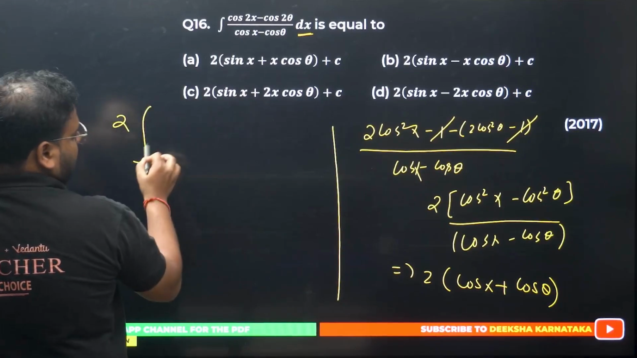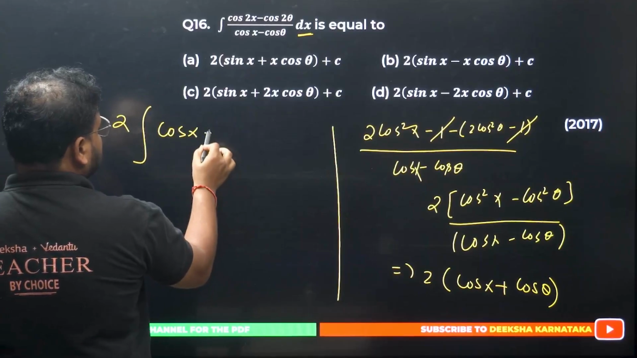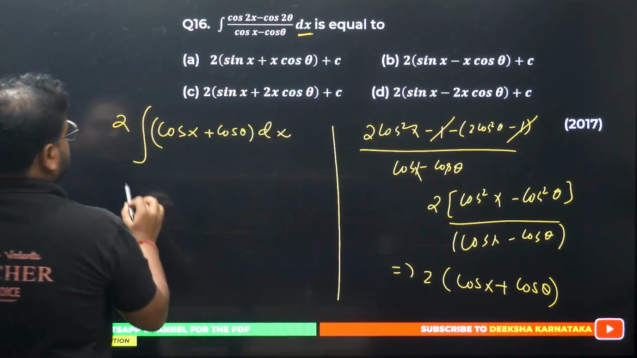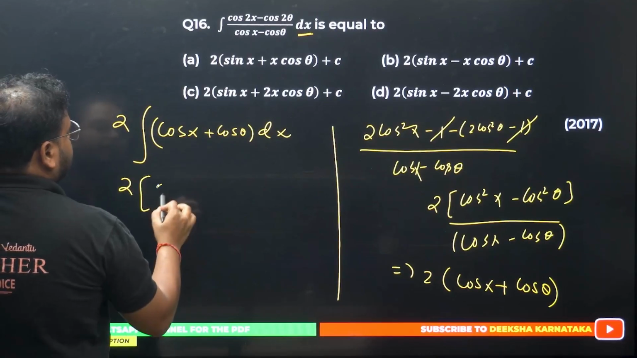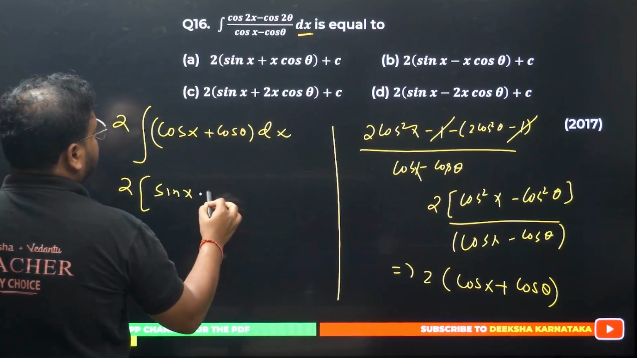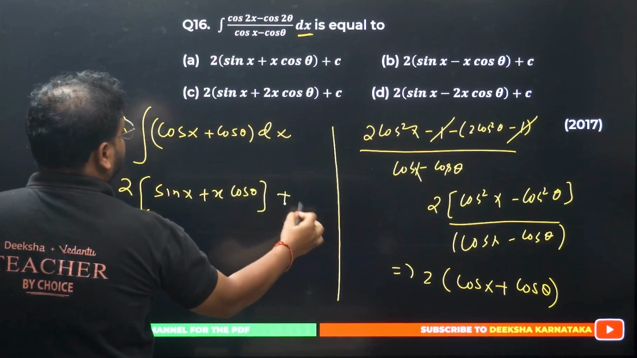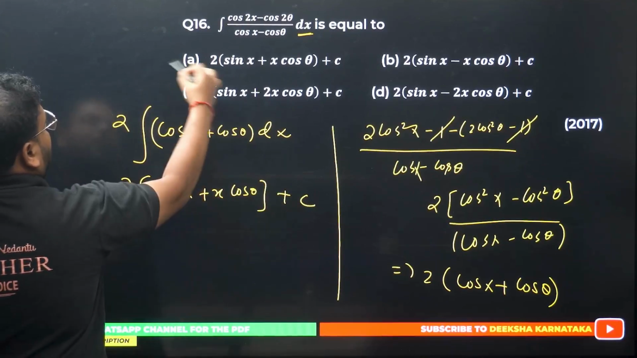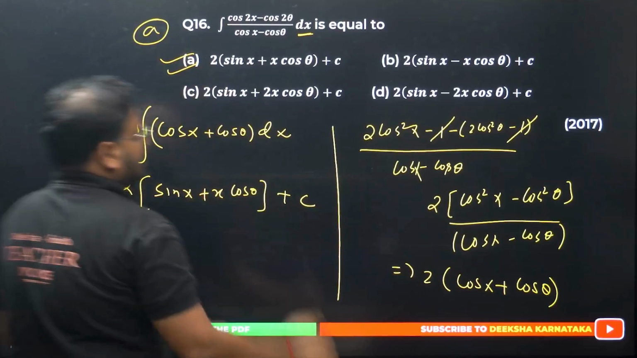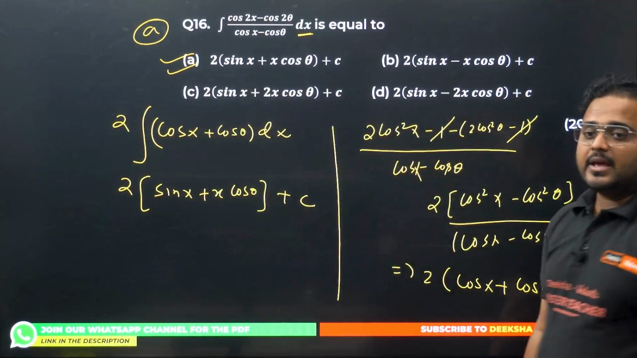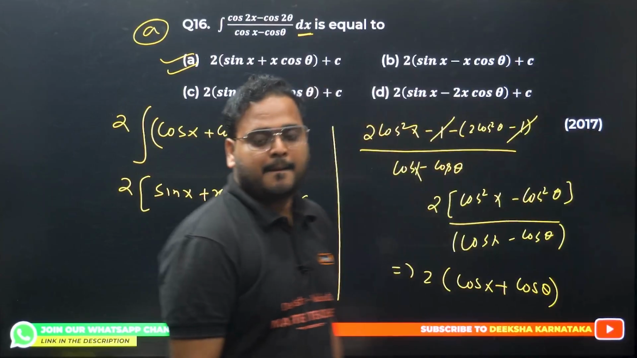Your question is this now. Twice of the integration of cos x plus cos theta with what variable? With the variable x. 2 is outside. This will become sin x. This will become plus x cos theta plus c. Option A is correct. Have a look. Option A is the right choice.